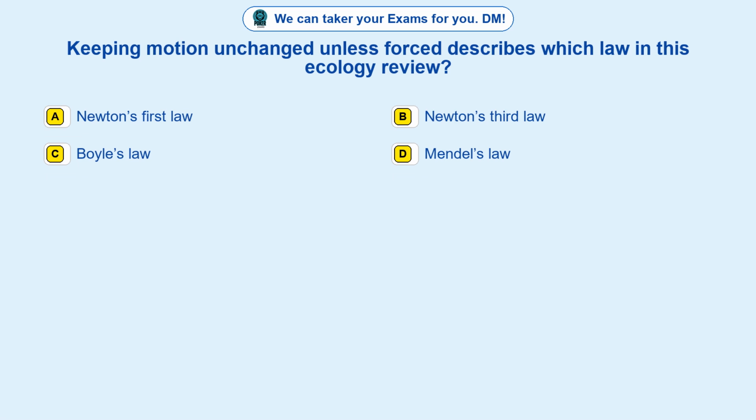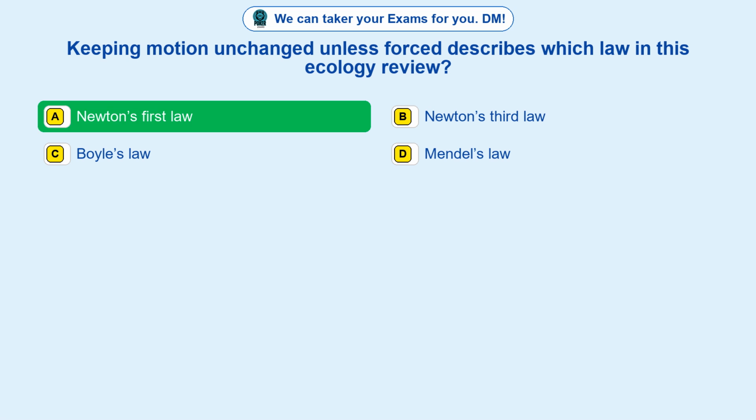Question 57. Keeping motion unchanged unless force describes which law in this ecology review? Option A, Newton's first law. Option B, Newton's third law. Option C, Boyle's law. Option D, Mendel's law. The correct answer is option A, Newton's first law.